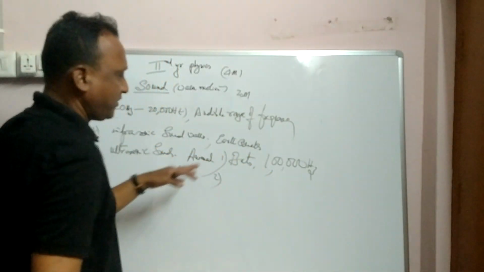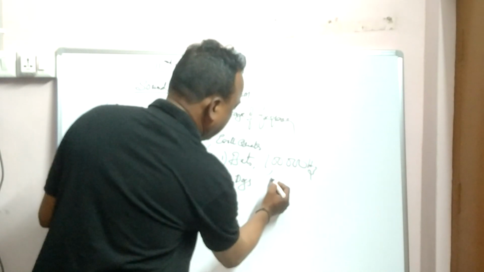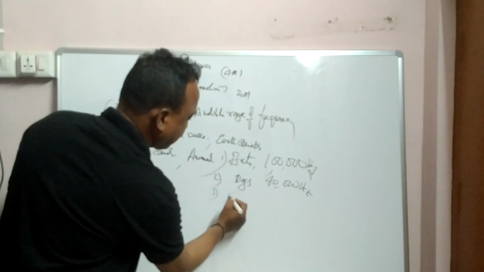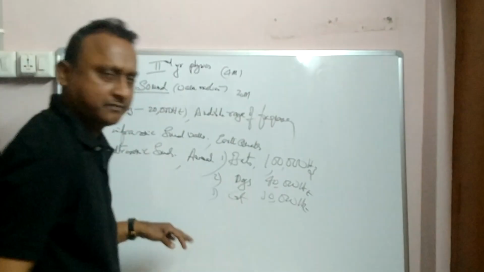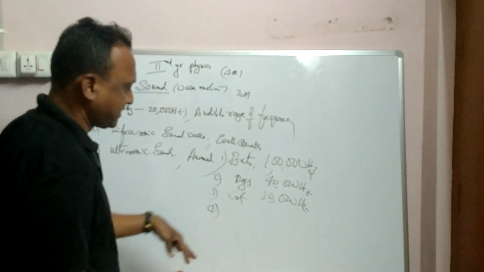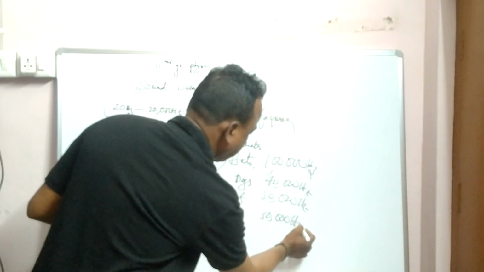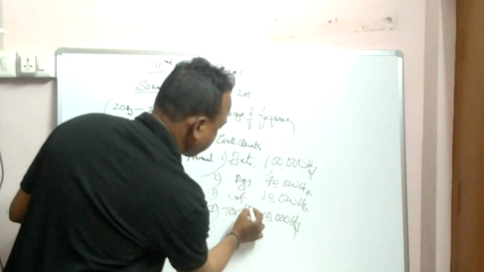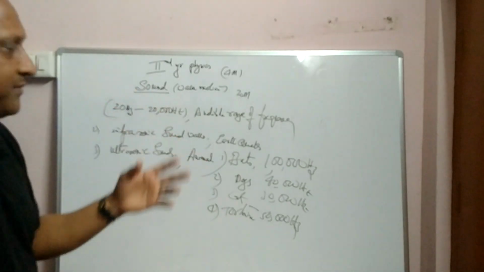In the same way, dogs can hear up to 40,000 hertz. Cats can hear up to 30,000 hertz. And tortoises can hear up to around 50,000 hertz. These are the frequency ranges for different animals.